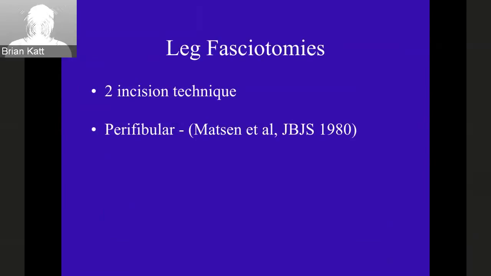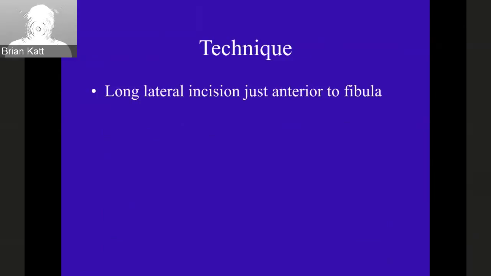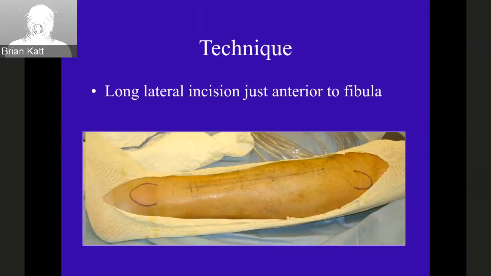So we used to do the 2-incision technique, but now what's more common is to do a 1-incision technique where you can get all 4 compartments through just a long lateral approach. And it's a long lateral incision just anterior to the fibula. Here you can see the leg prepped out, fibula marked off, and your incision, which is just anterior to that.